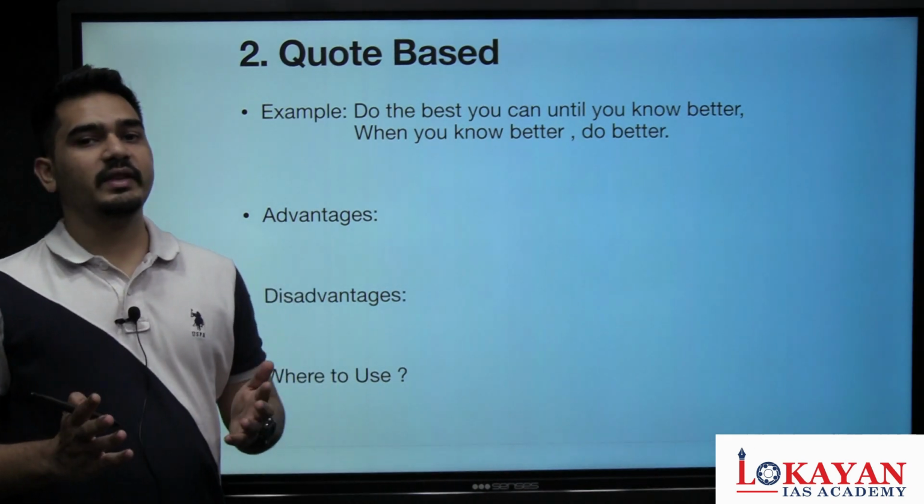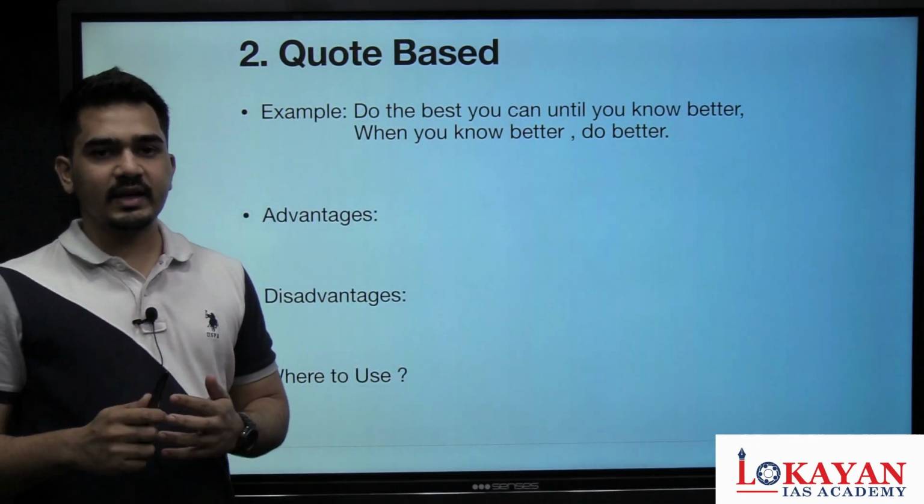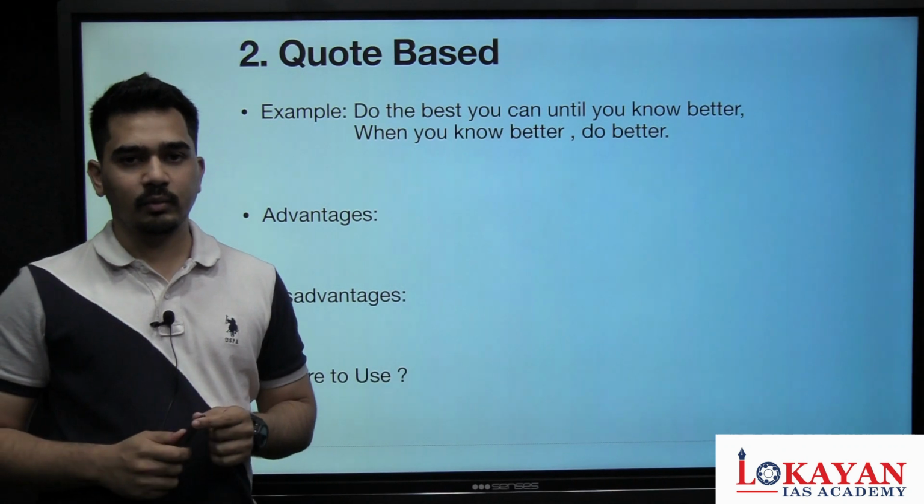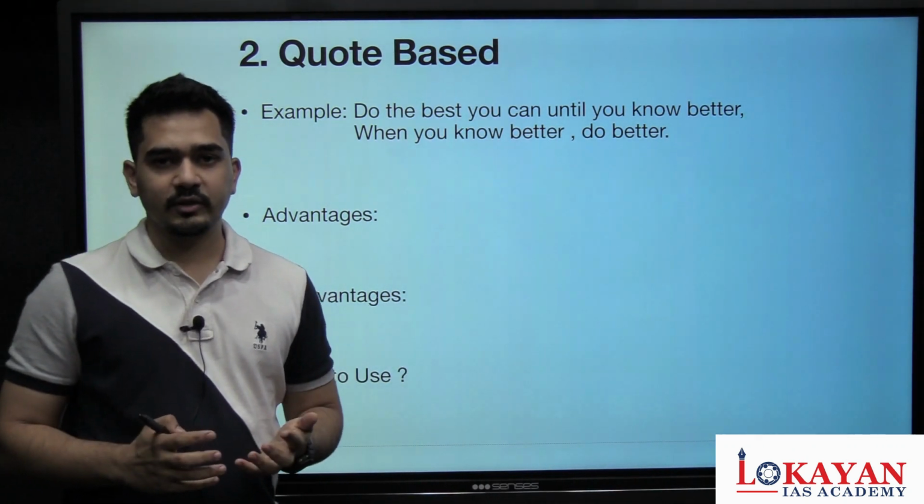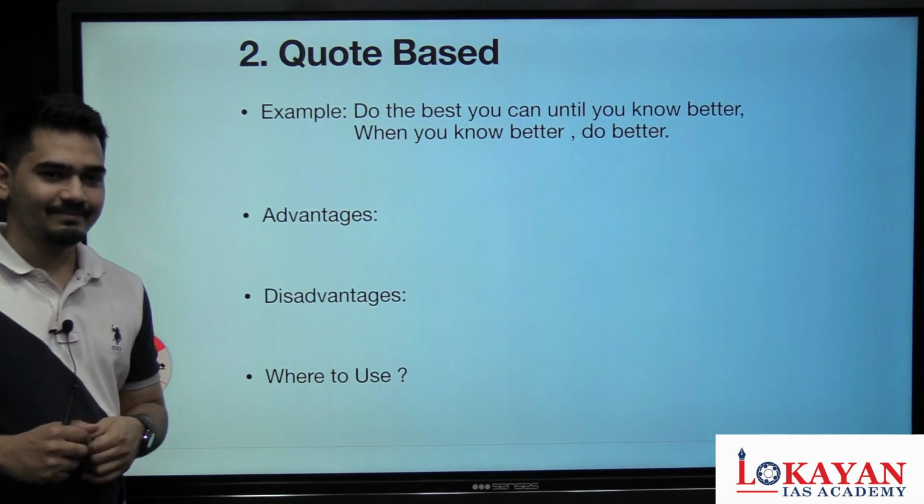Okay, so let's start with the next method, that is the quote based method. So the quote based method is again a very popular method amongst the UPSC and MPSC aspirants. MPSC aspirants मध्ये नाही आहे popular.